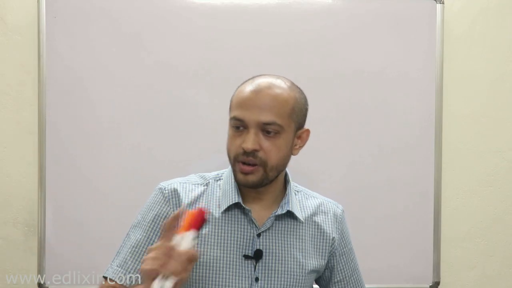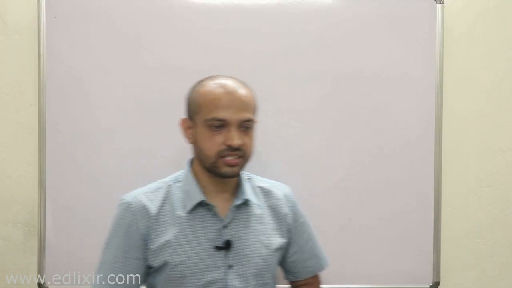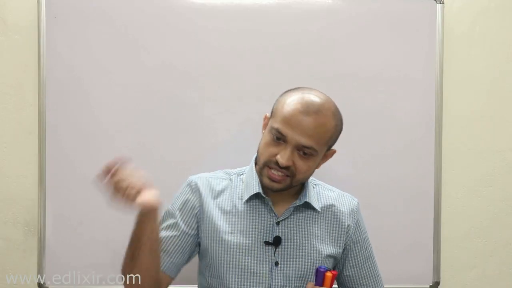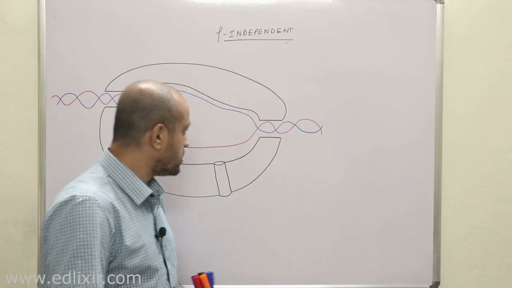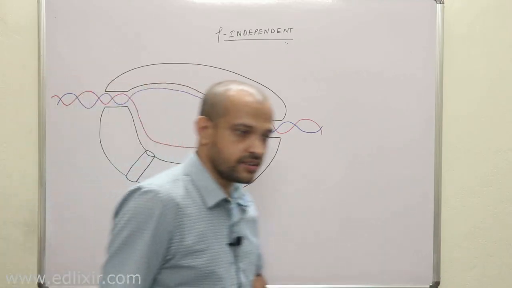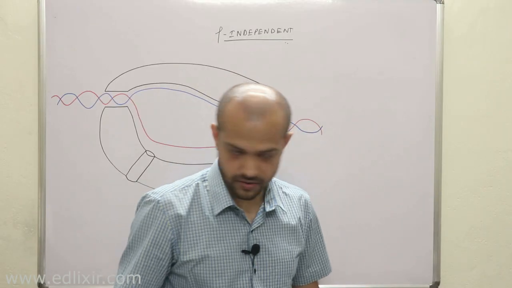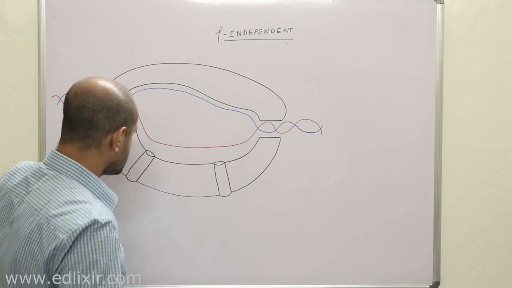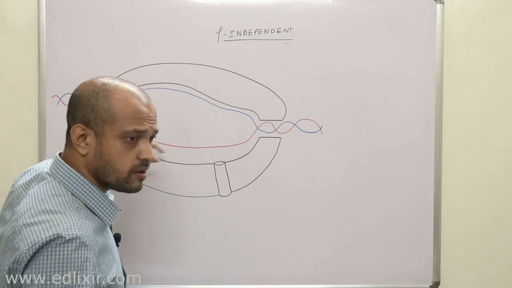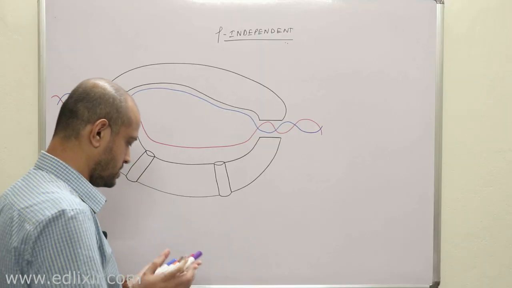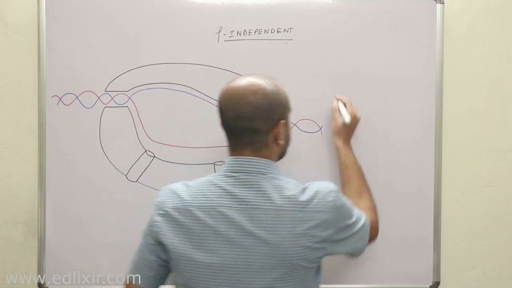When you are talking about Rho-independent termination, you need to understand that there are two prerequisites. Those prerequisites are already present in the DNA structure itself. These prerequisites are present on the template strand, but they are also present in the non-template strand. Why? Listen. So, what are the prerequisites?